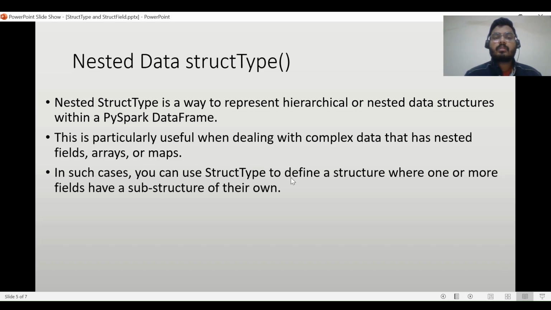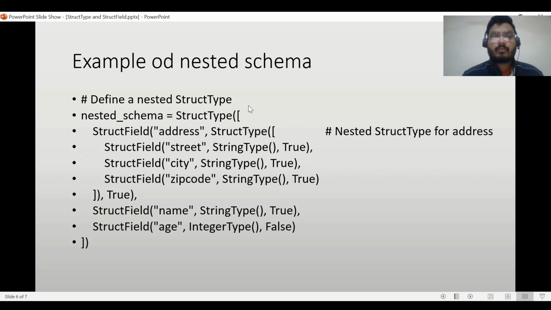In such cases, use a struct type to define a structure where one or more fields have a substructure of their own. What this means is that we will have two struct types defining a schema, a struct type inside a struct type. See, this is the example. Define a nested struct type. Nested schema is equal to struct type, that we have open and close. This is the starting and ending.